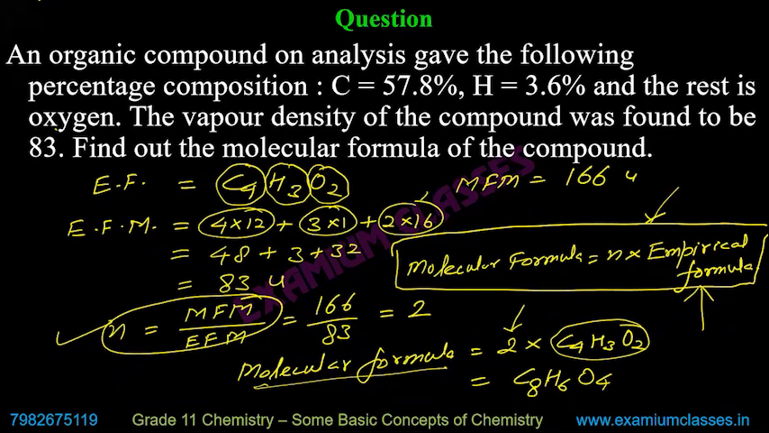So molecular formula is equal to n times empirical formula. The value of n will be a natural number. It can be 1, 2, 3, 4, like that. It can be 1. In that case, empirical formula and molecular formula will be the same.